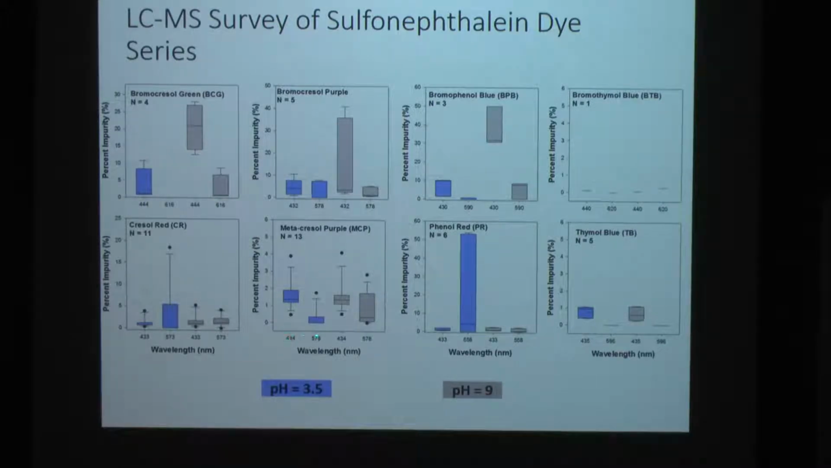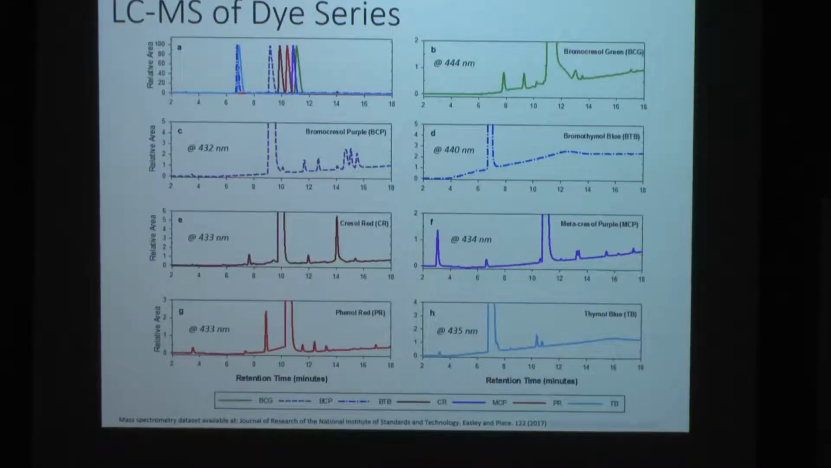Not only that, the spectra of each of the impurities are different, so you measure at different wavelengths, plus you have different pHs, so you vary the protonation conditions and you vary the wavelength of measurement. And then this is the relative area of the total, most of which is the main dye, and you can see the various impurities here of the different dyes.